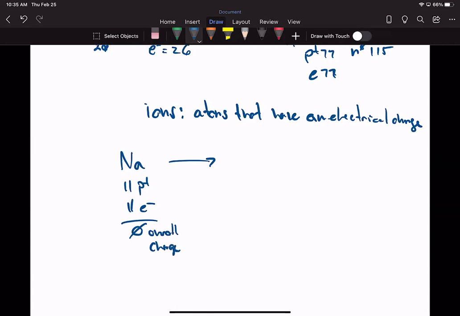But if we happen to take away an electron, and let's say we have 11 protons still because it is sodium, but now we only have 10 electrons. Well, we can see here that since protons are positively charged, I have more positive charge. And the difference between the 10 and 11 tells me how much of a positive charge difference there is. I'm positively charged by 1. And we represent that up here. We'll write 1 plus, not plus 1. So you can either write it like this or you can write it like this. It means the exact same thing.